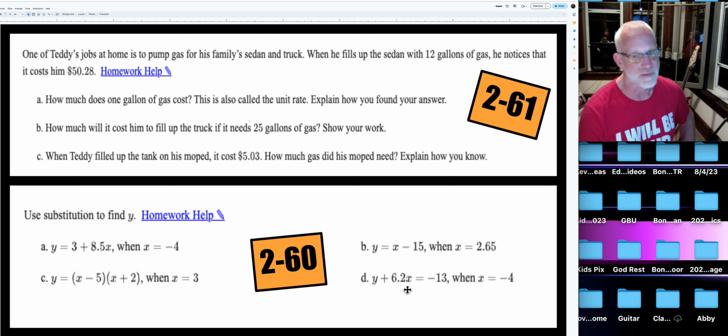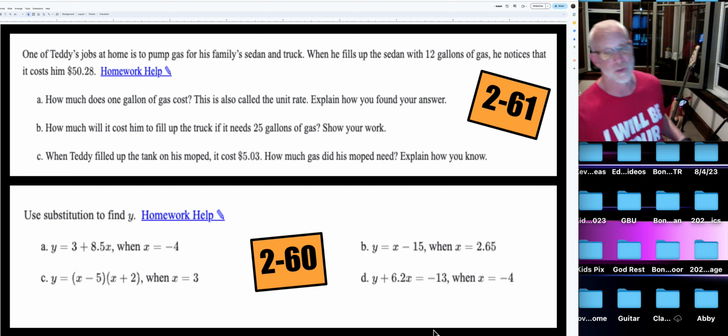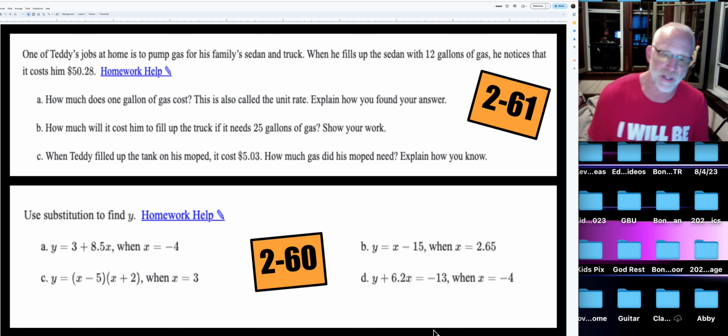All right, so we're going to have to balance this. We're going to have to take something away from here and take that same thing away from here to get y on its own. If you need homework help, this one is found under 2-60.